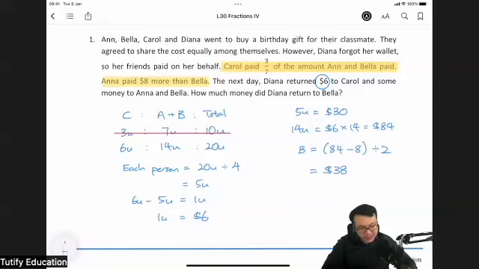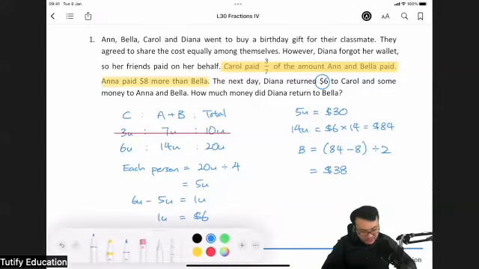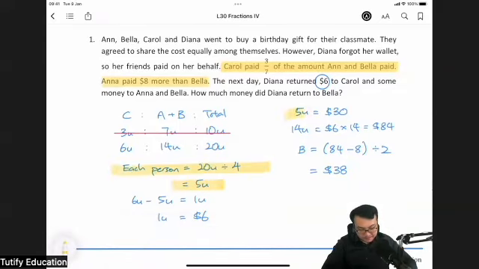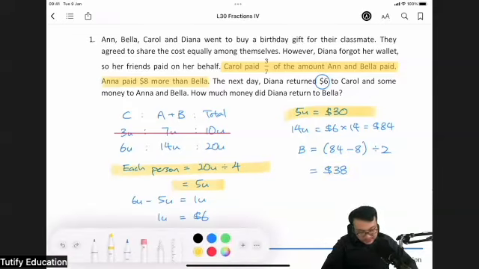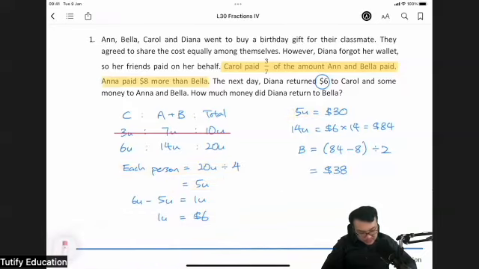So how come Bella paid $38? Each person is supposed to pay how much? 5 units is $30. Then how come she's paying $38? It's helping Diana pay. Very good. Because the extra $8 is helping Diana. Okay, so $30 is for herself, $8 is to help Diana. So how much do you think Diana must return to her? $8. Well done.